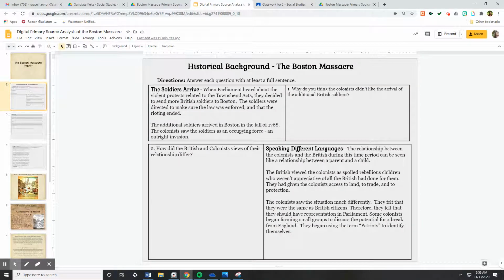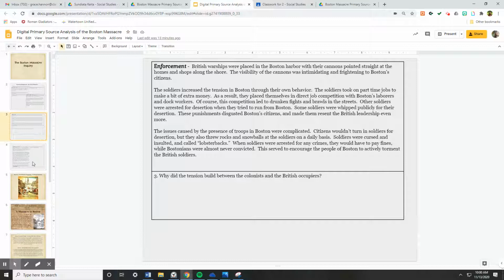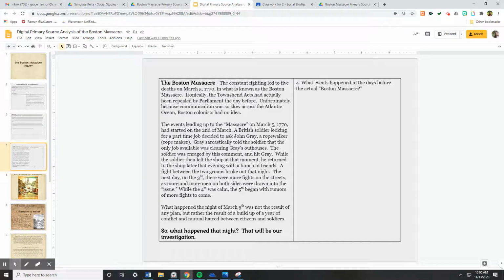The first thing that you're going to do is learn a little bit more about the historical background of the Boston Massacre. So you have very short little readings here and just one quick question. Again, another short little reading and a quick question. So talking about soldiers arriving in the colonies, talking about the different languages that are spoken there. And when they're talking about the different languages, they're talking really about the fact that they're not hearing each other out. And so it continues on through there. So your first few slides are all going through the historical context.